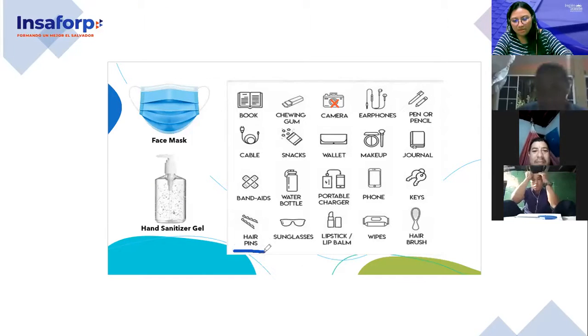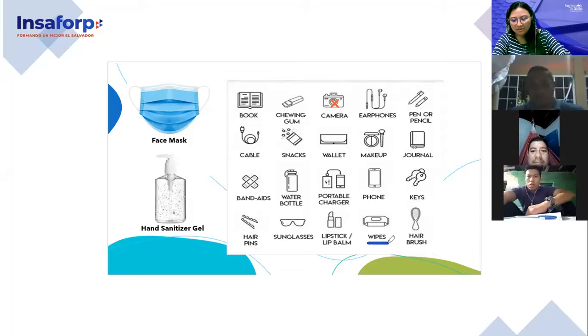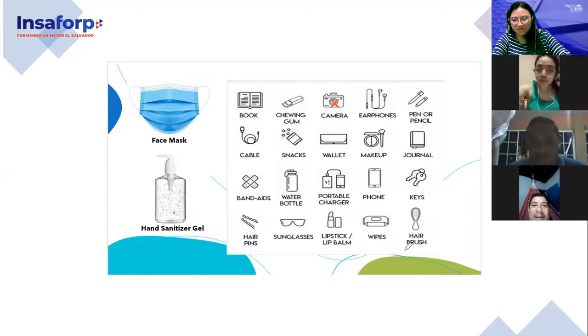Hairpin, ganchitos, hairpins. Sunglasses. Algunos que andan en motorcycle, que andan en motocicleta, pueden andar your sunglasses. Right? Your sunglasses. For the sun. For women, para las chicas, lipstick. Lip balm. White. ¿Qué es esto? Do you know what is this? Balm. Wipes.